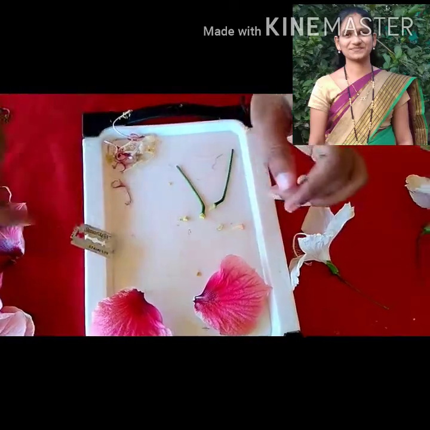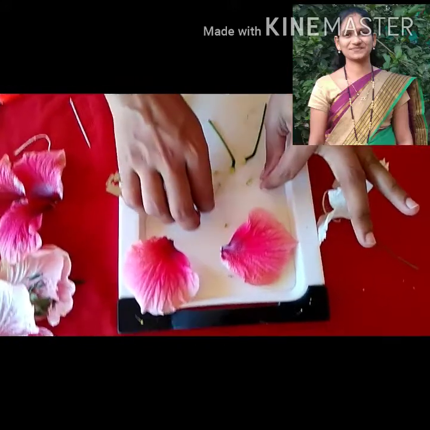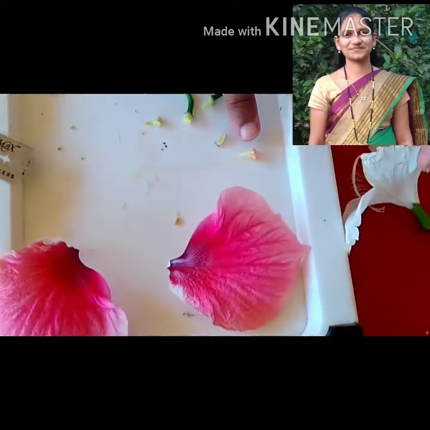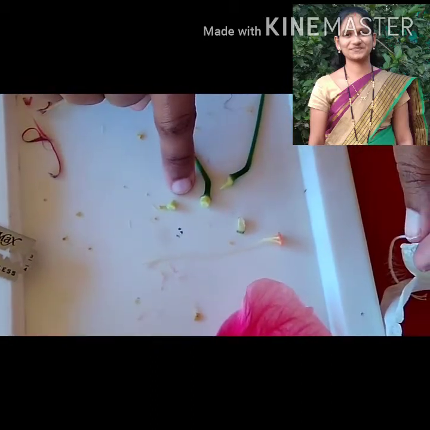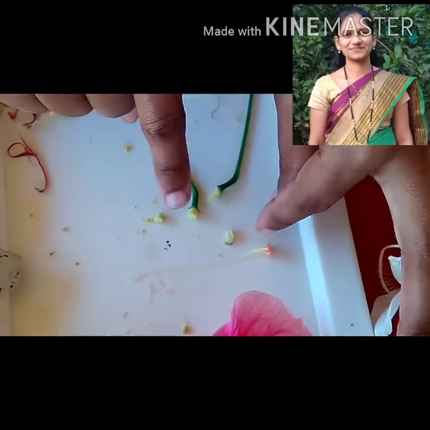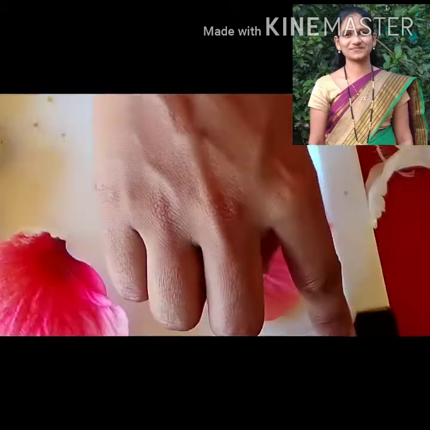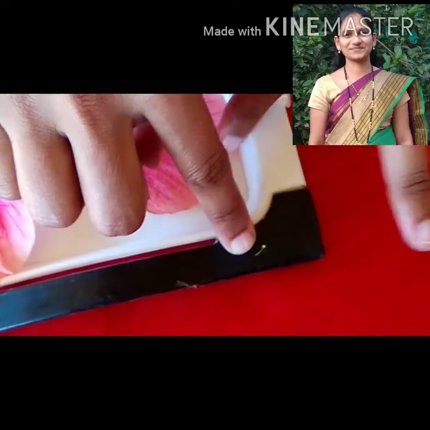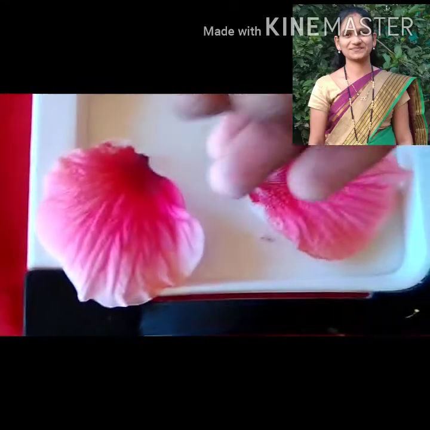Okay, now what have we seen today? We have seen the dissection of a flower. In that we have seen the female reproductive part, that is stigma, style, ovary, ovules. Female reproductive part of the flower, that is the pistil, and male reproductive part, that is anther and filament. That is the male reproductive part. Here you can observe it clearly.